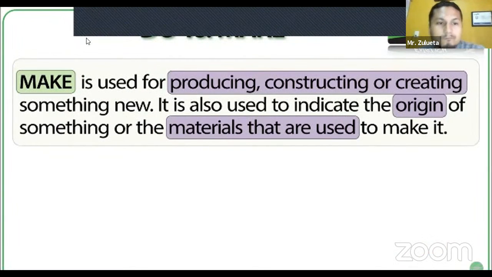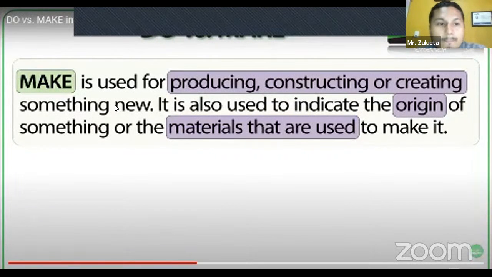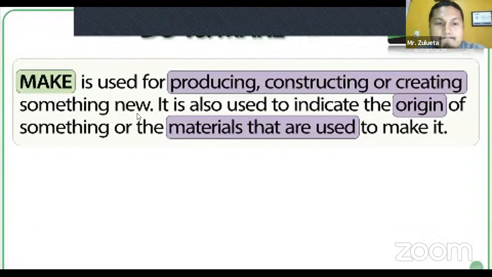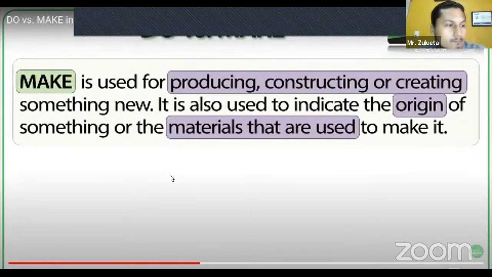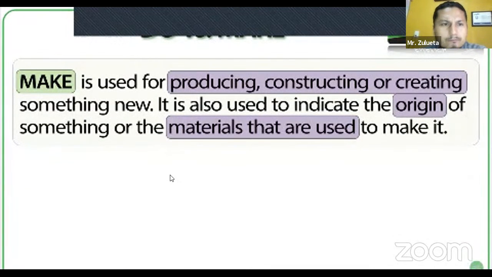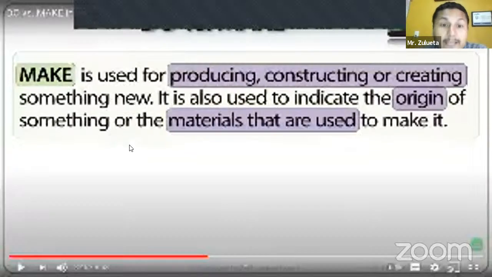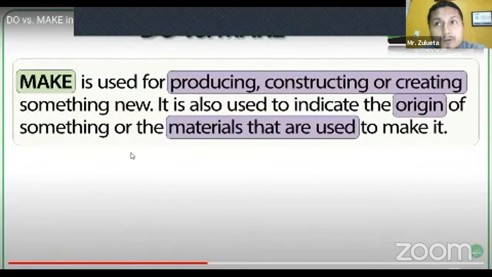When do we use make? In general, make is for producing, constructing, creating, or building something new. It is also used to indicate the origin of a product or the materials that are used. Okay, so as an introduction, I gave an example of the cake. Remember a cake, a birthday cake.